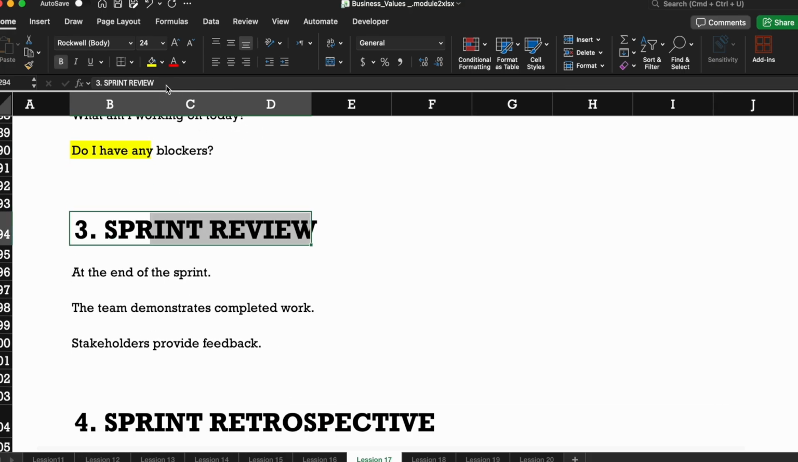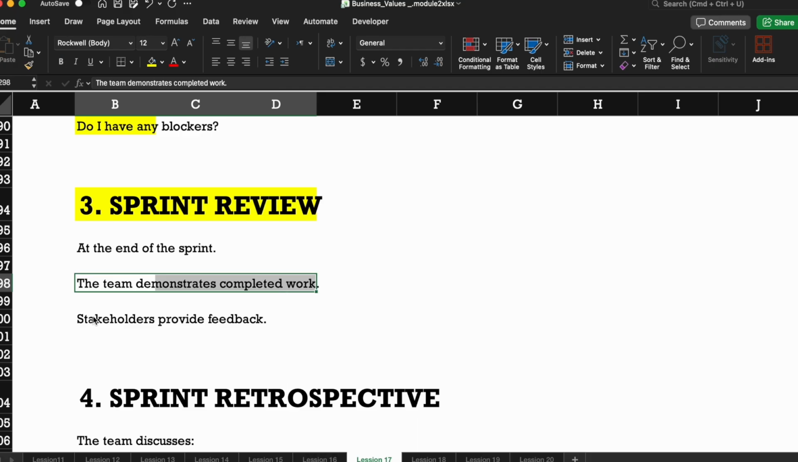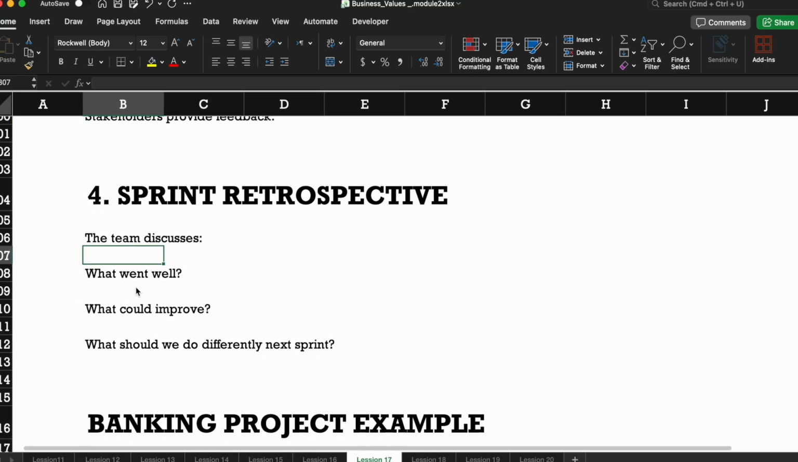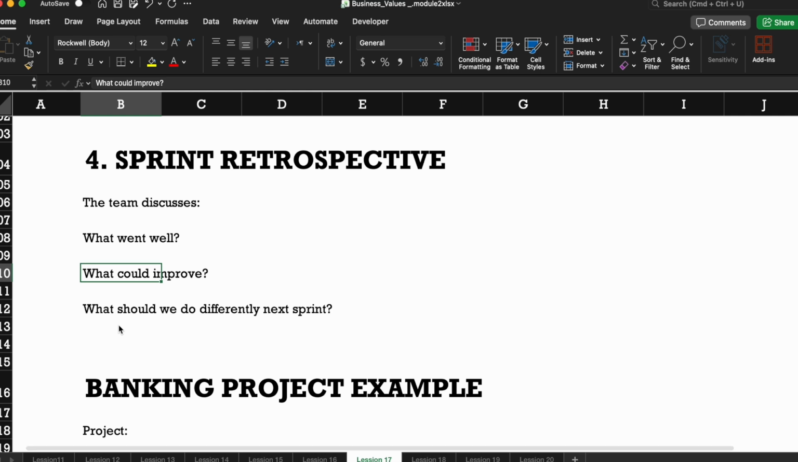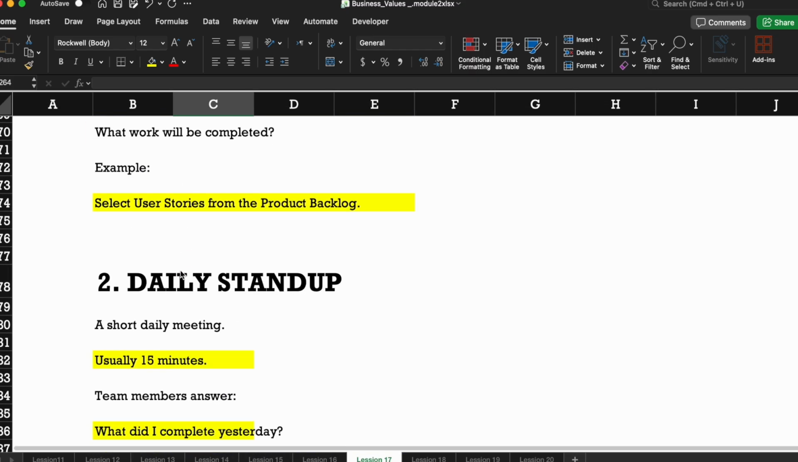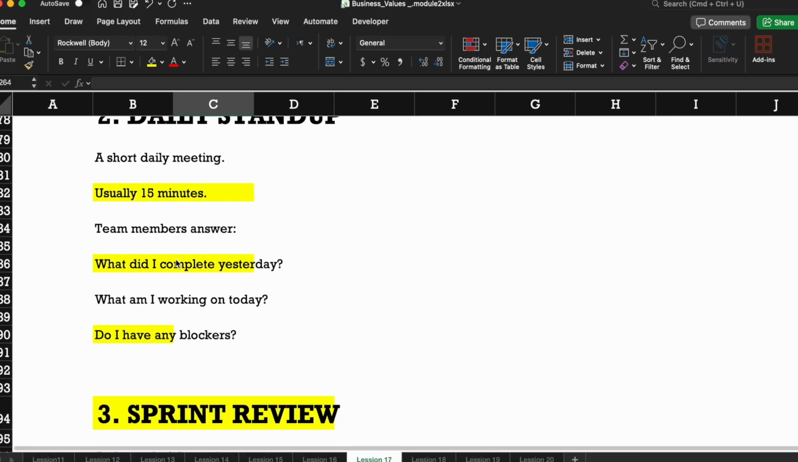So the sprint review. At the end of the sprint, after 2 weeks, the team demonstrates completed work to the stakeholders, so that stakeholders can see the work and provide feedback. Then the sprint retrospective, or sprint retro: the team discusses what went well, what could improve, and what should be done differently next sprint. So after 2 weeks, this is a very organized way. First we plan what stories we are going to work on. Then every day we connect in the morning and discuss what we worked on yesterday, what we are going to work on today, and whether there are any blockers.